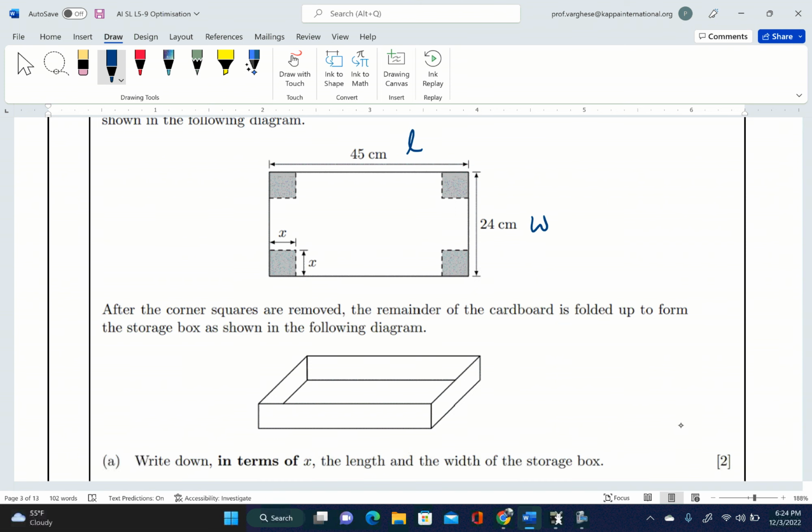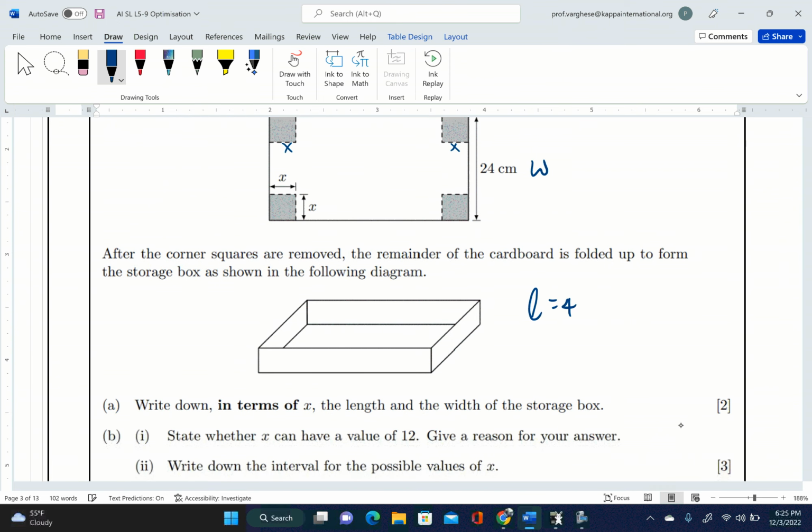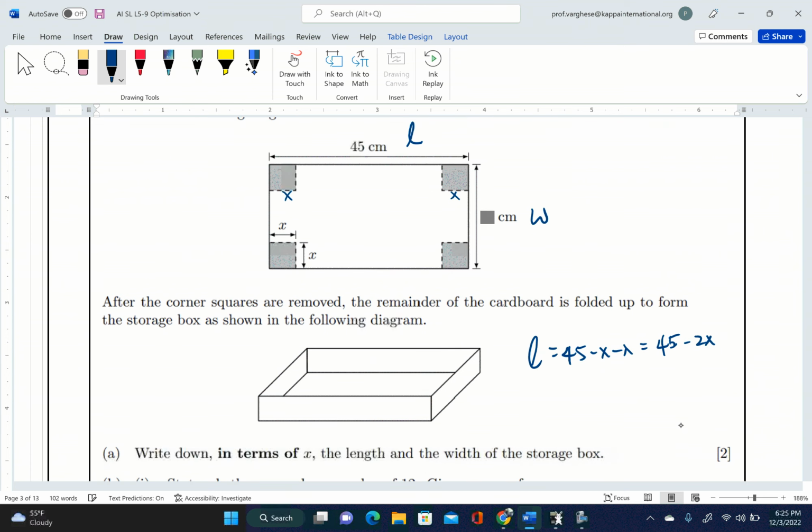So it says write down in terms of x the length and the width of our box. Okay, so the whole thing is 45. They're telling us we don't know how much this is right here, so this is going to be x. So we're taking out those two pieces. So our length is going to be 45 minus x minus another x, which is the same thing as 45 minus 2x, okay?